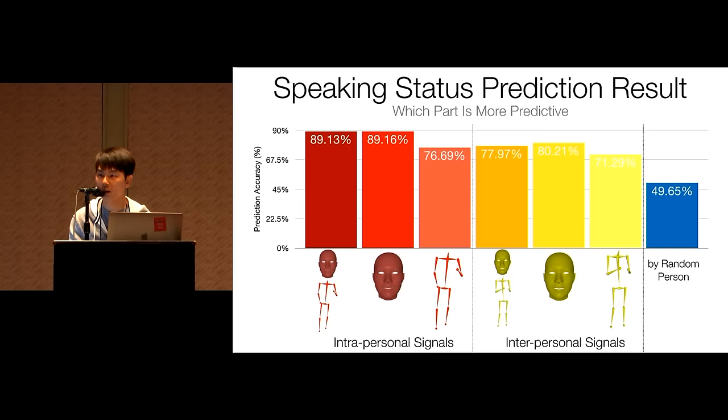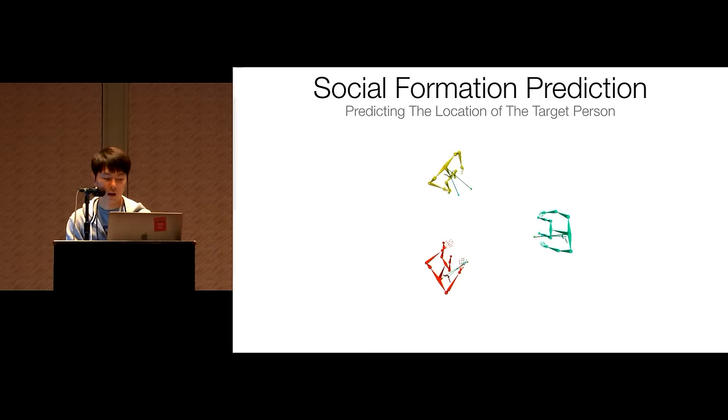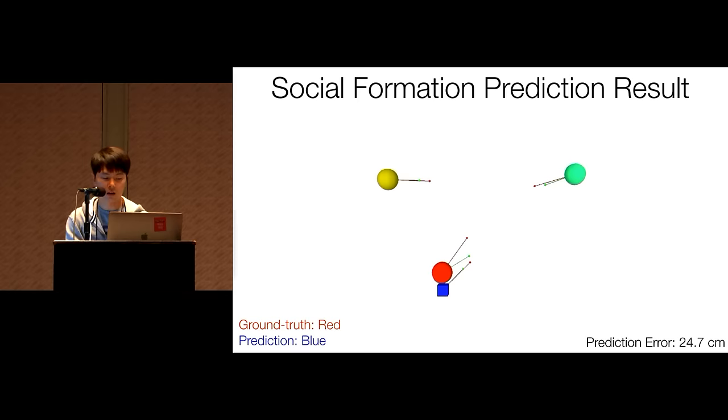The second task is predicting social formation. This is the view from the top, and we only consider their locations, body, and face orientations. As input, we consider two people's signals, and the goal is to predict the target person's location and orientations. This is an example result. The red circle is the ground truth, and the blue cube is our prediction.